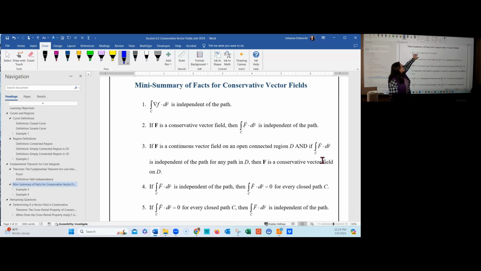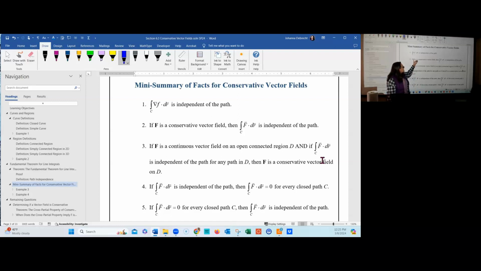We're going to start with the one that we just looked at, which is that del of f dot dr, the vector differential, is independent of the path. In other words, by the fundamental theorem of line integrals, we only need to know where it started and where it stopped. As long as those points are the same, it doesn't matter what path we take to get there for a conservative or gradient vector field.